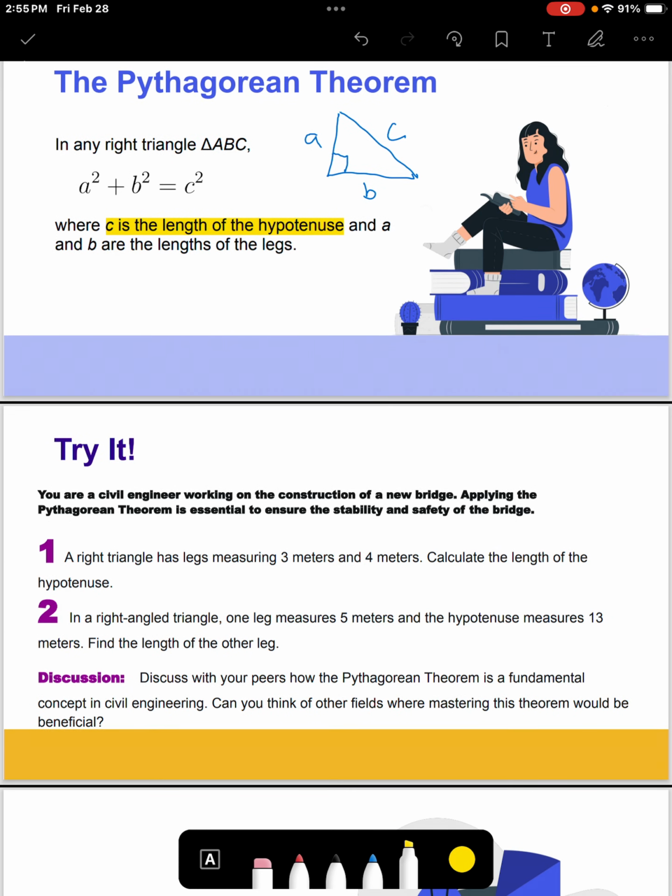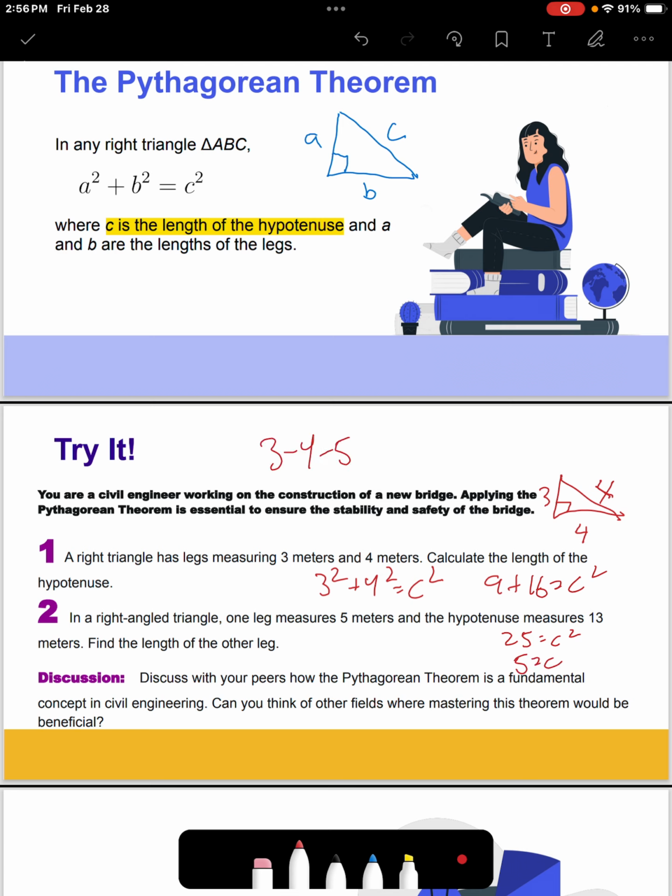So if I have a triangle, and it's a 3, 4, 5 right triangle, and I want to find my x, I'm going to go 3 squared plus 4 squared equals c squared. That's going to be 9 plus 16 equals c squared. So 25 equals c squared, so 5 equals c. So we would call that a 3, 4, 5 triangle.